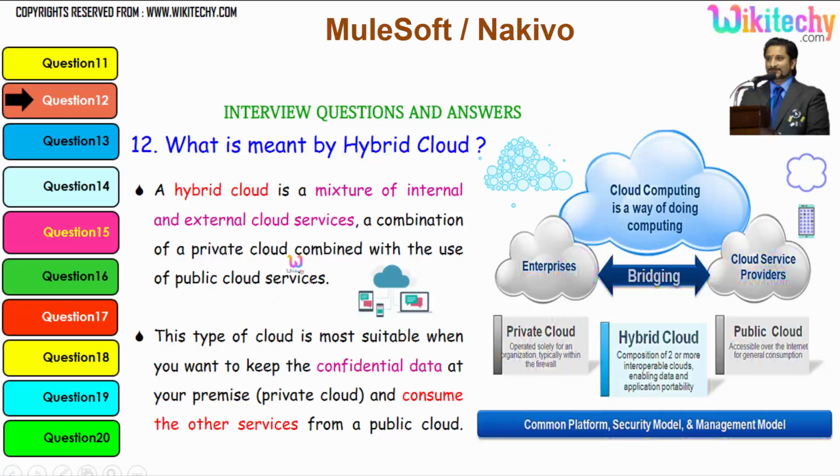So, by definition, a hybrid cloud is a mixture of internal and external cloud services. A combination of a private cloud combined with the use of public cloud services. This type of cloud is most suitable when you want to keep confidential data at your premises and consume the other services from a public cloud.